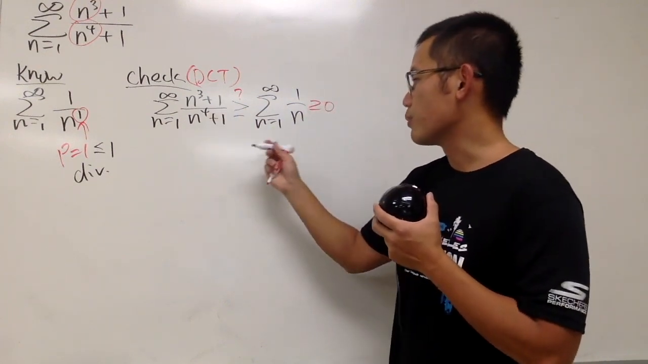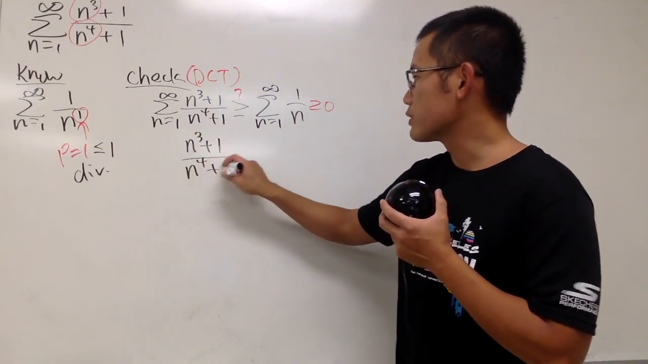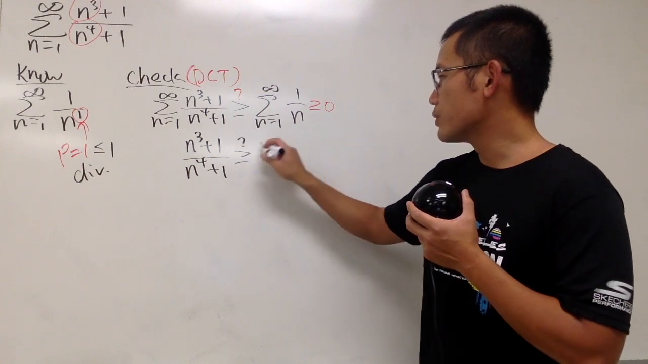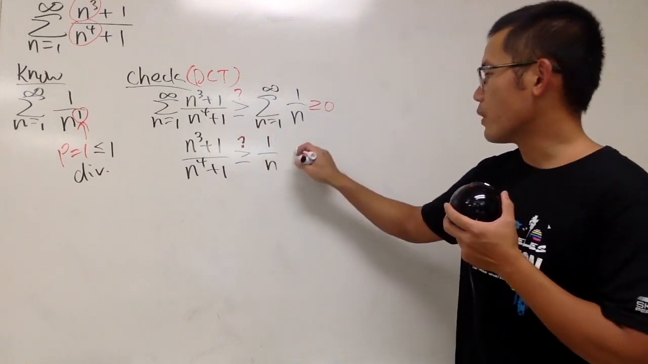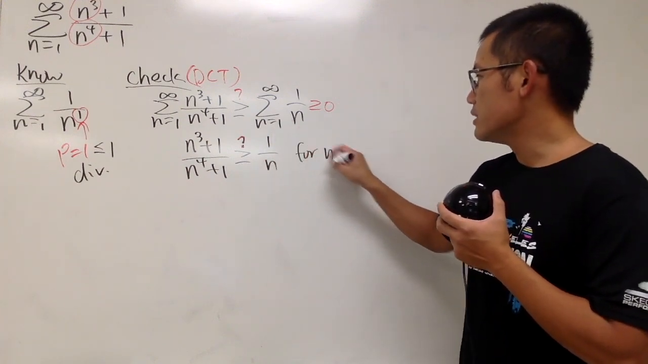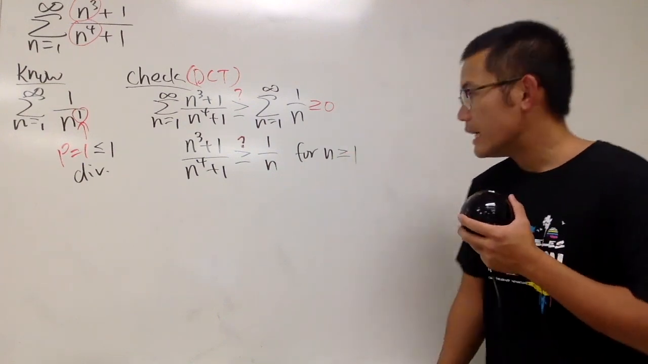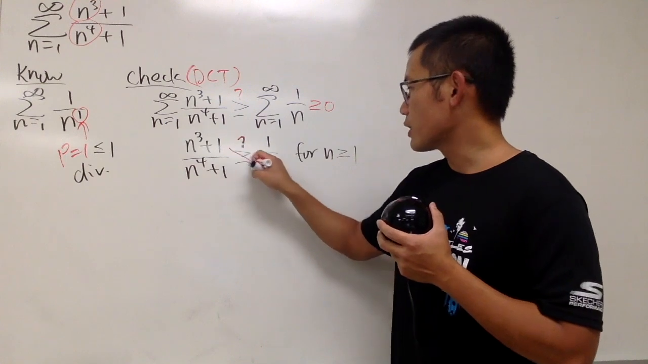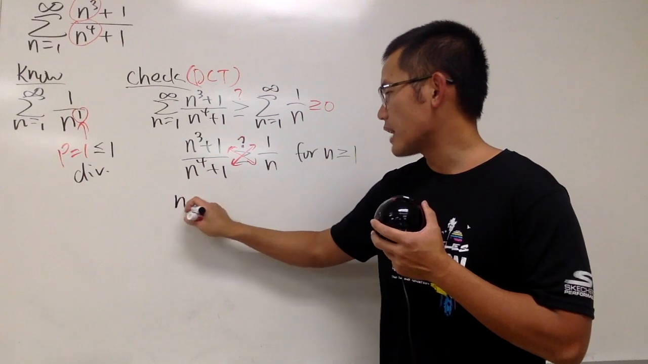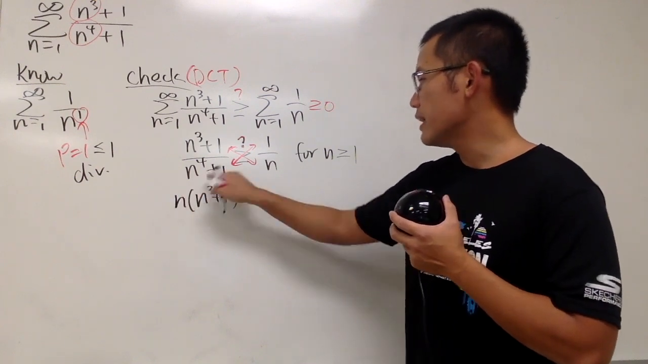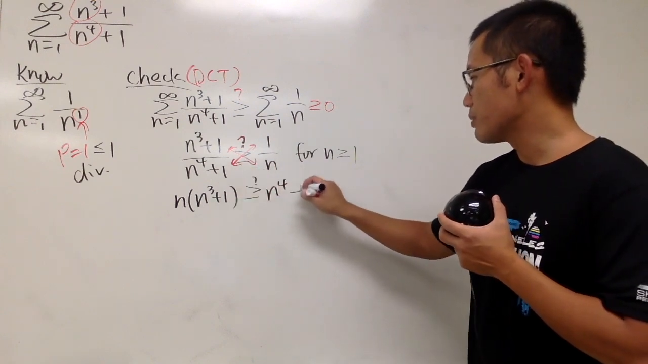Okay, now let's just work out the formulas. Right here, this is n to the third power plus 1 over n to the fourth power plus 1. Is this greater than or equal to 1 over n to the first power? And we are looking for when n is 1 to infinity, so when n is greater than or equal to 1. All right, so let's go ahead and cross multiply because everybody is positive. So this times this, we get n times n to the third power plus 1, and this times that. Is this greater than or equal to this times that, which is n to the fourth power plus 1.